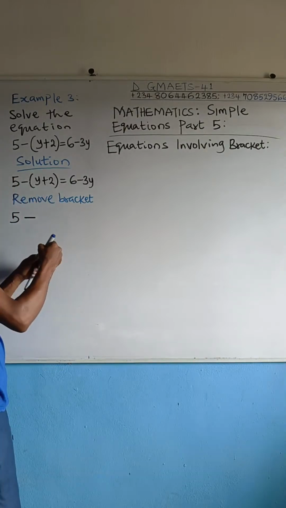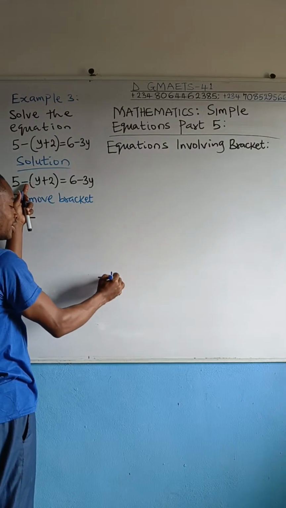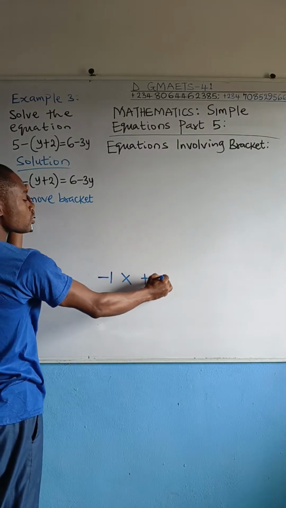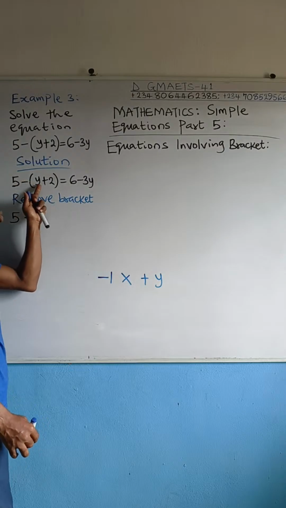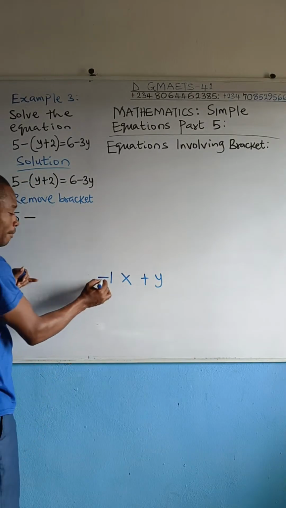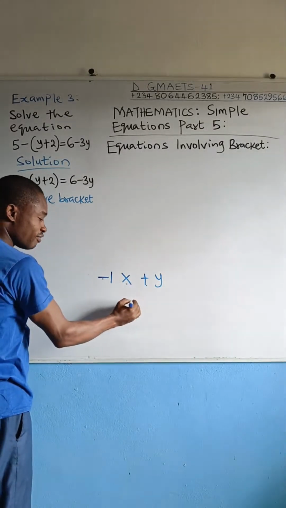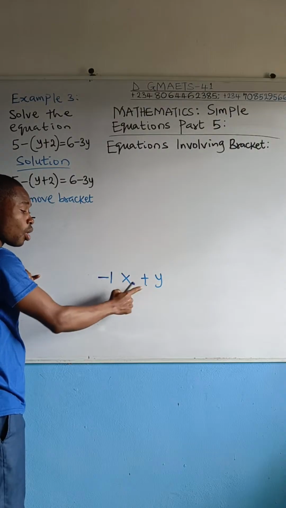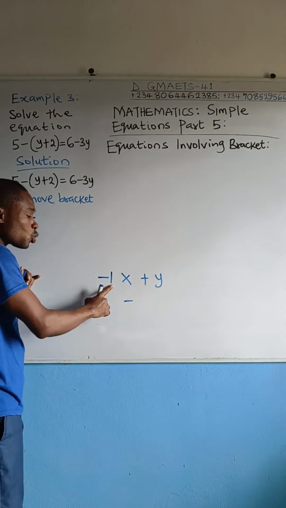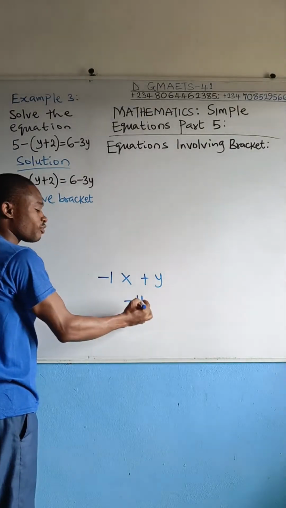In fact, what we just did here is minus 1 times plus y. That is what we did here. Minus 1 times plus y. Then minus times plus will give you minus. Different signs. Minus times plus will give you what? Minus. Then 1 times y will now give you y.